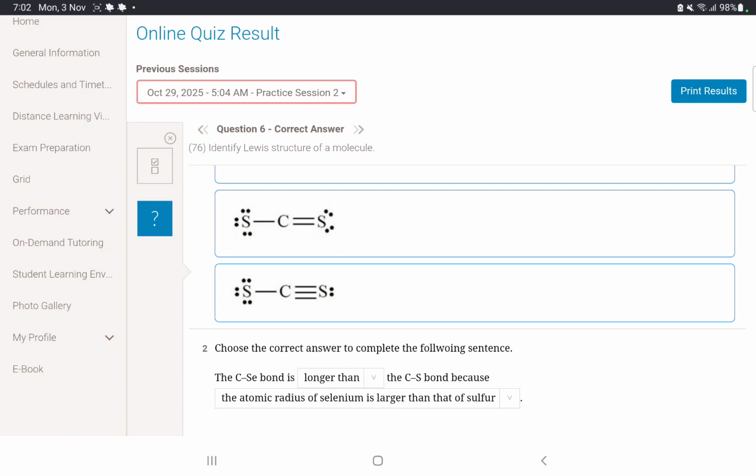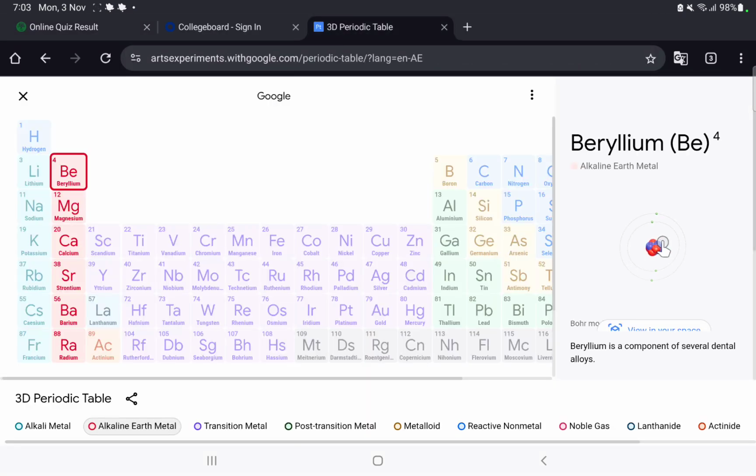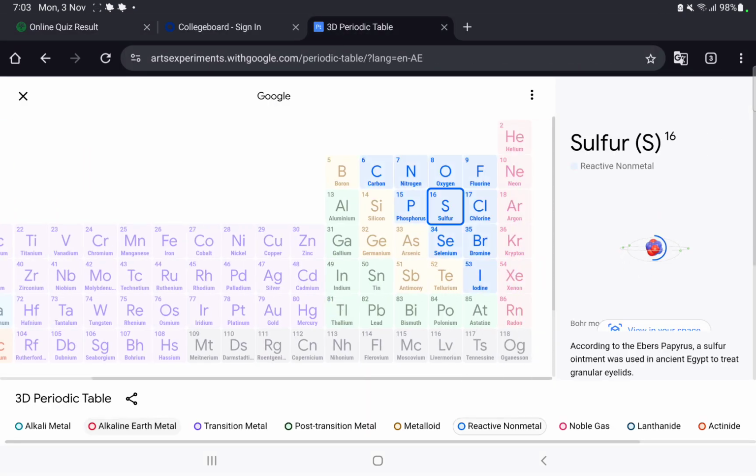What about the C? How does the CSe bond compare to a CS bond? Well, the Se bond will be longer, okay? Why is the Se bond longer? If you go to your periodic table here, you find that sulfur and Se are in the same group.